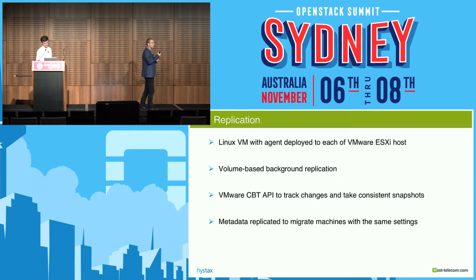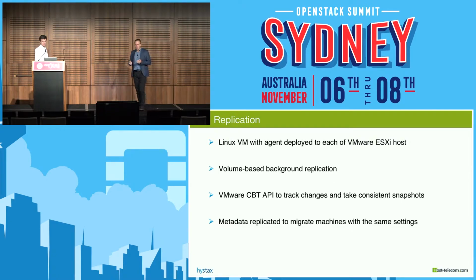And what this VM does is externally replicate all the machines around it. It uses the standard VMware change block tracking API and the standard VMware API for taking snapshots, and it retrieves deltas from these snapshots and sends these deltas, these incrementals, to the OpenStack site.